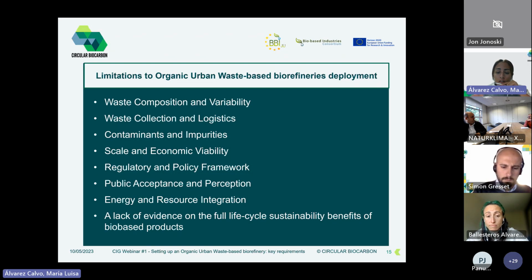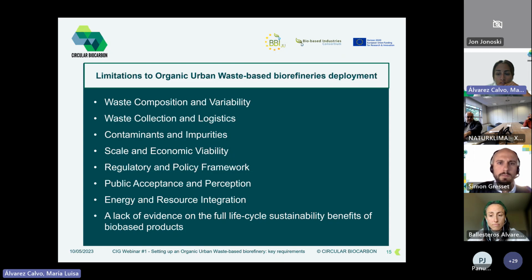And finally, for biorefineries of this kind that produce bio-based products, currently there is a lack of evidence on the full life cycle sustainability benefits of bio-based products. Quantitative information on sustainability is needed over the full biomass to produce life cycle, including their end of life fate, to demonstrate their potential environmental and other advantages.